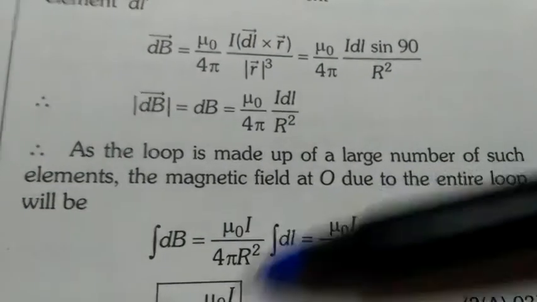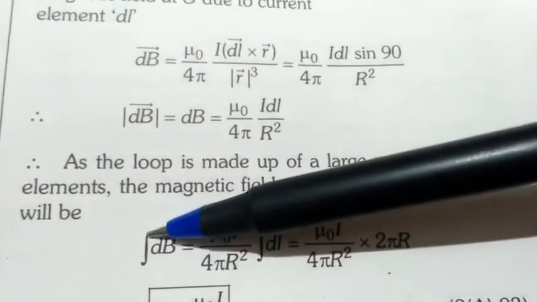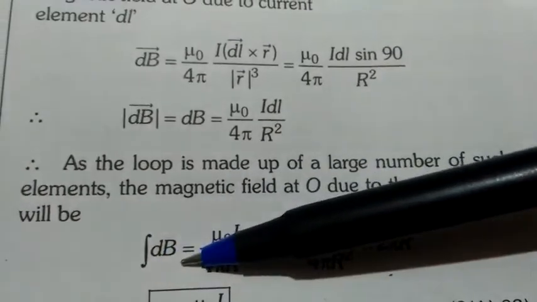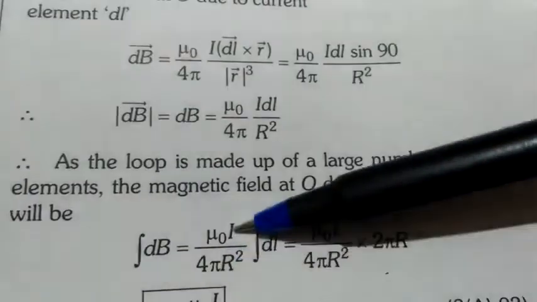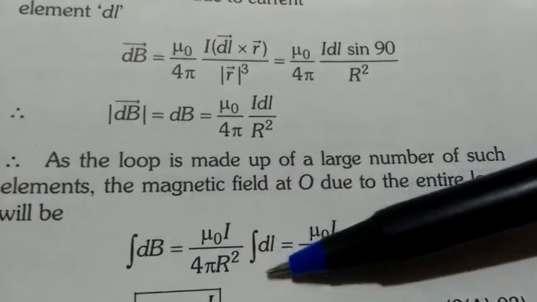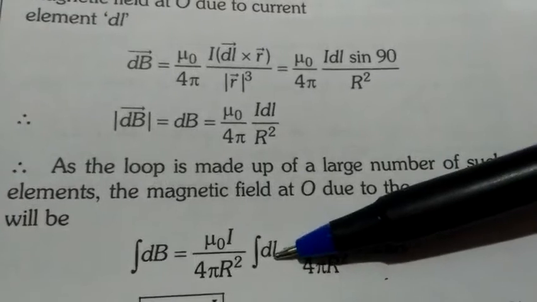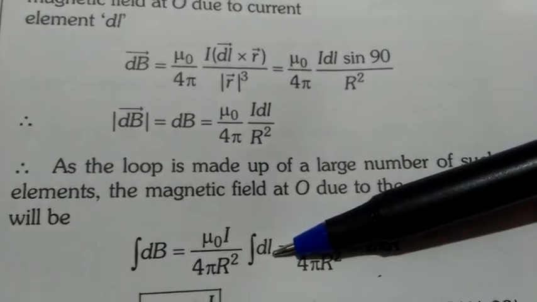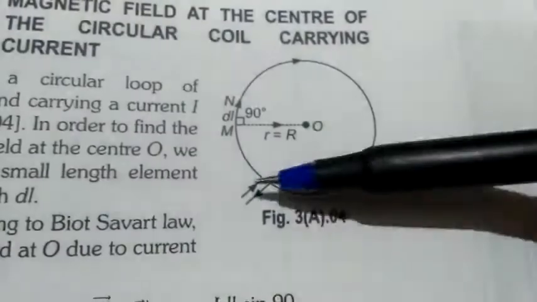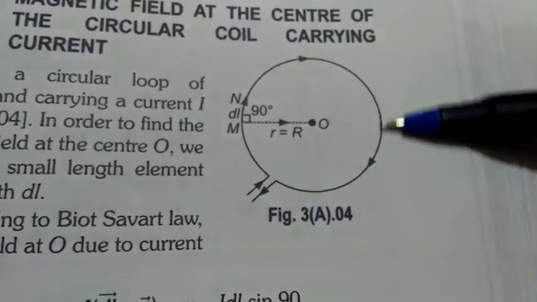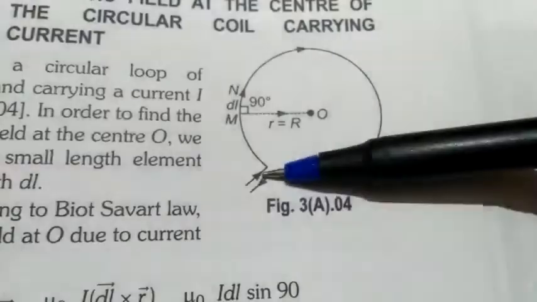So here you can see, when we have to find out the magnetic field due to the whole loop, we will integrate dB. So mu naught, I, 4 pi, R square, they all are constant, it will come out, and here the integration will be of dl only, that is the length element. Okay, and when we integrate the small length, what we are actually doing? We are actually finding out the total length of this circular loop, and this length is called the perimeter.